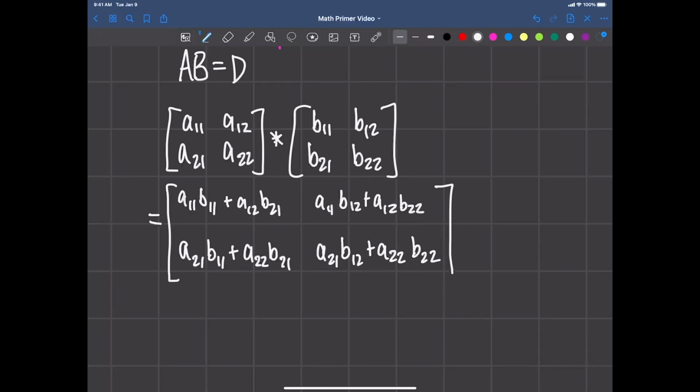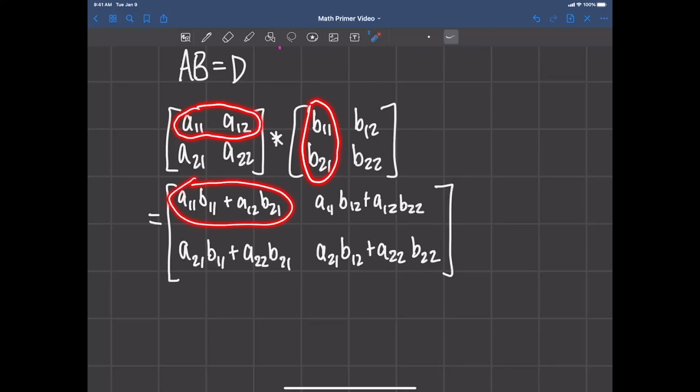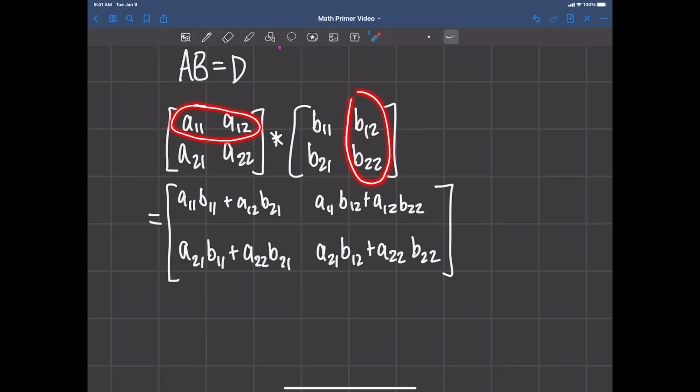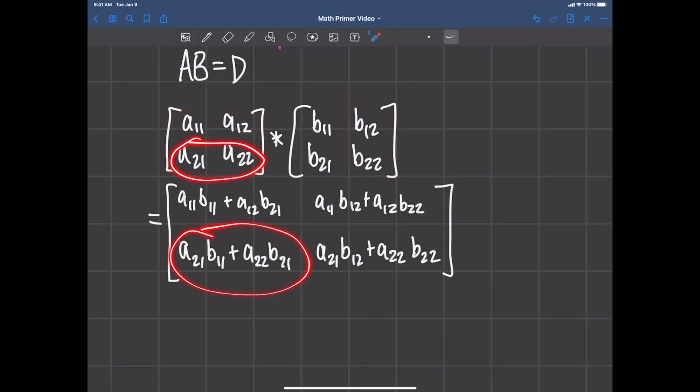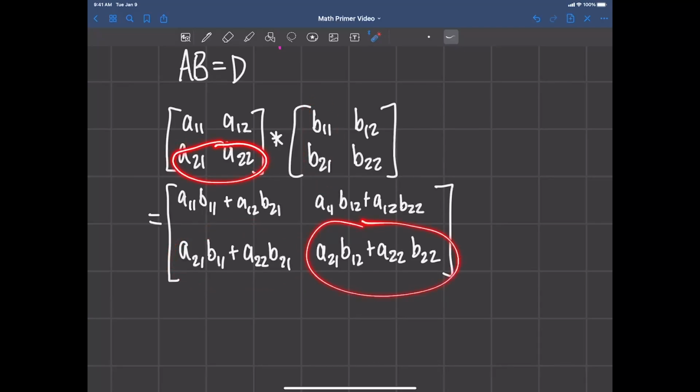So essentially what we're doing here is we're taking the first row and multiplying it by the first column to get this result here. We multiply A11 with B11, A12 with B21, and that's how we get this. How we get this is the first row multiplied with the second column. This is the second row and the first column, and this is the second row and the second column.